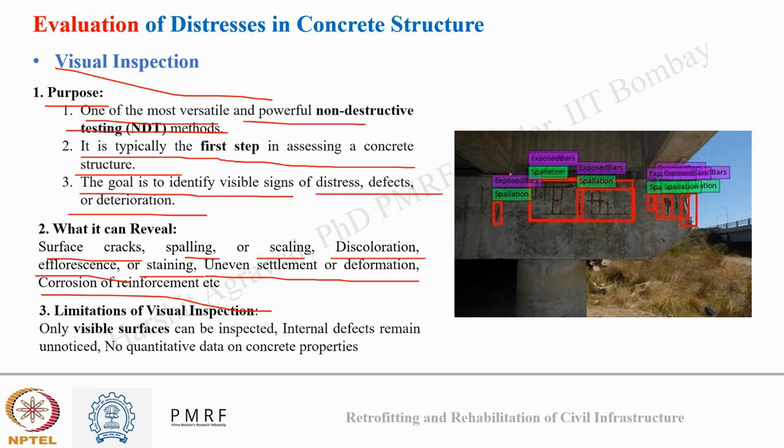This information, along with the initial visual inspection that we conducted, helps us decide whether to go for any form of further testing, non-destructive or destructive, and also whether to give any final statement on the structure regarding its future action. The only limitation of visual inspection is that only the visible surface can be inspected, and internal defects may remain unnoticed. So based on the initial look, we decide whether to go ahead or not and quantify the data.